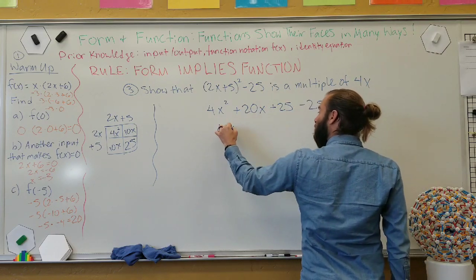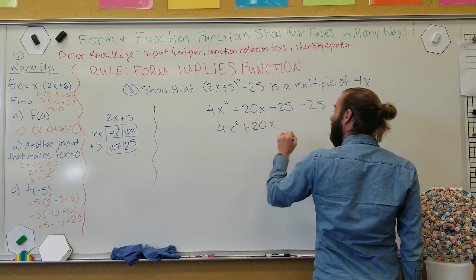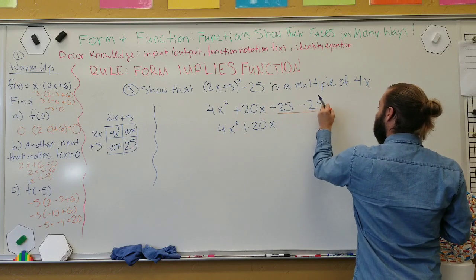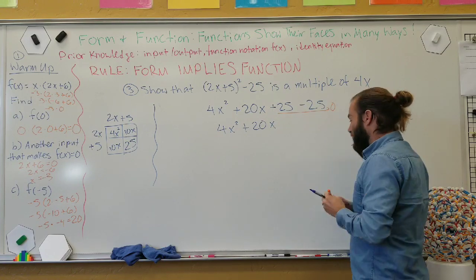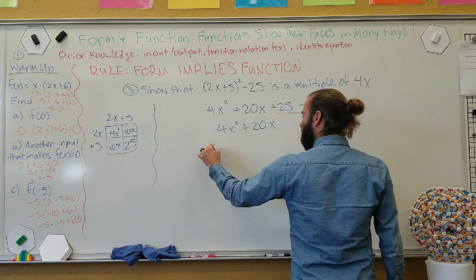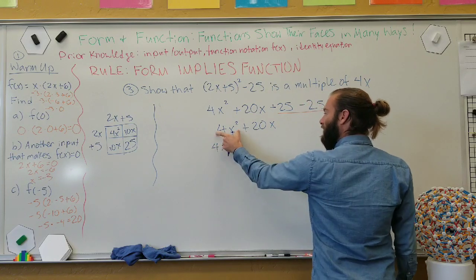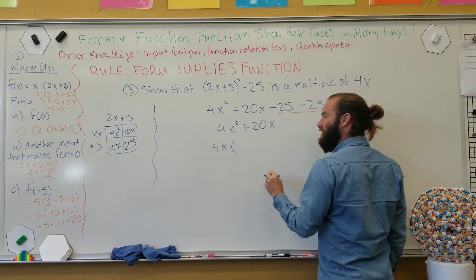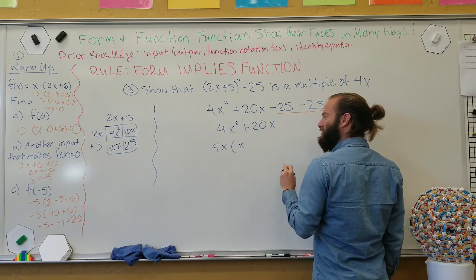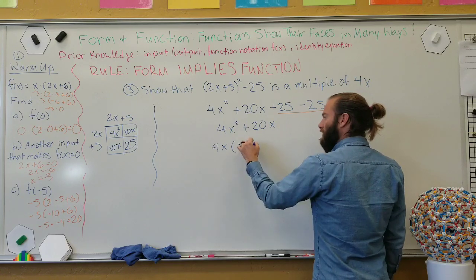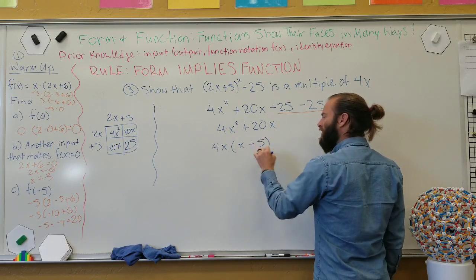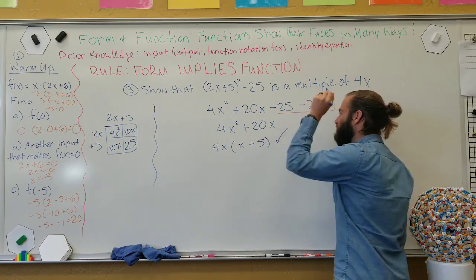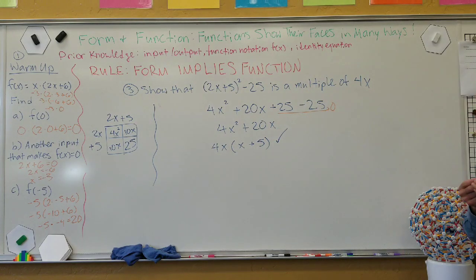And what I get here is 4x squared plus 20x, because these become 0, right? Plus 25 minus 25 is 0. So, one last step because of the multiple thing. Again, is there a 4x that can be reversed, like undistributed out of here? Well, I think I would have an x here, and then, let's see, plus 5 I think, right? 4x times 5 gives me 20x, and so there we go. I've checked off and shown that it is a multiple of 4x.